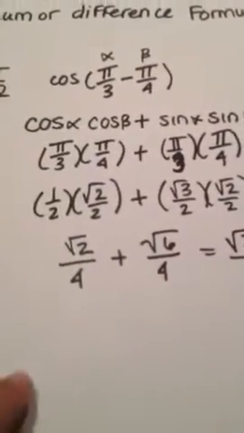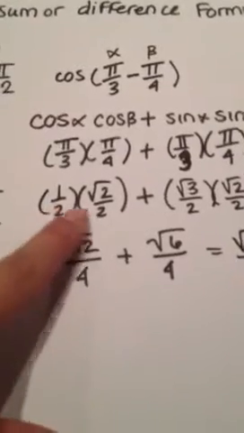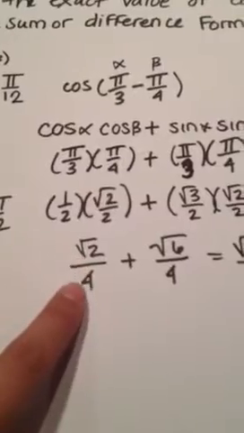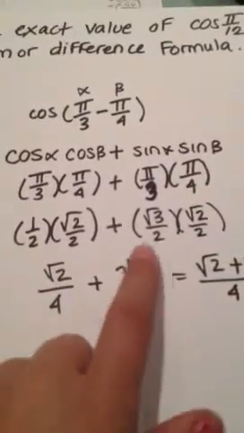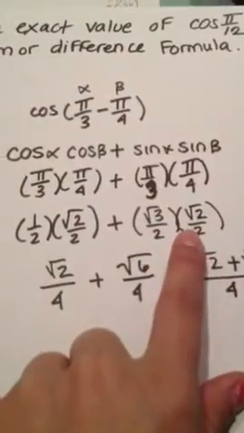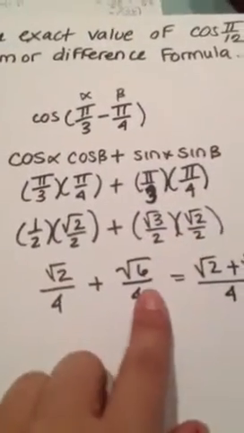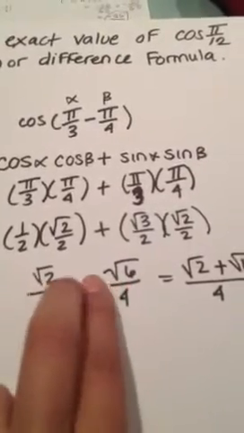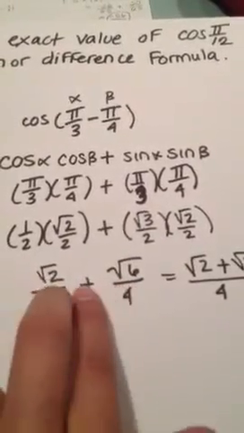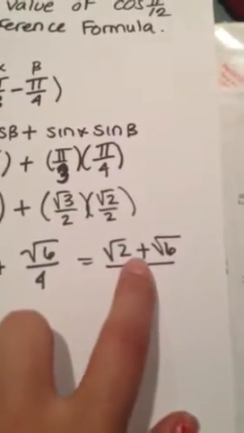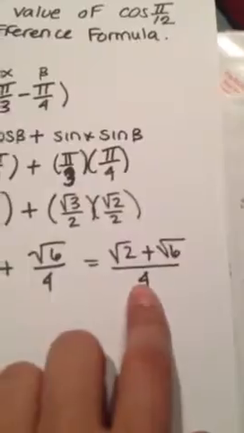Now, since you have the same denominator, you just multiply across, so it's square root of 2 over 4 plus square root of 6 over 4, because you're multiplying the 3 and the 2 since they're both under a radical. But you don't multiply the radicals with the other terms because they're in separate fractions, so you just keep them together. So the answer is square root of 2 plus square root of 6 all over 4.